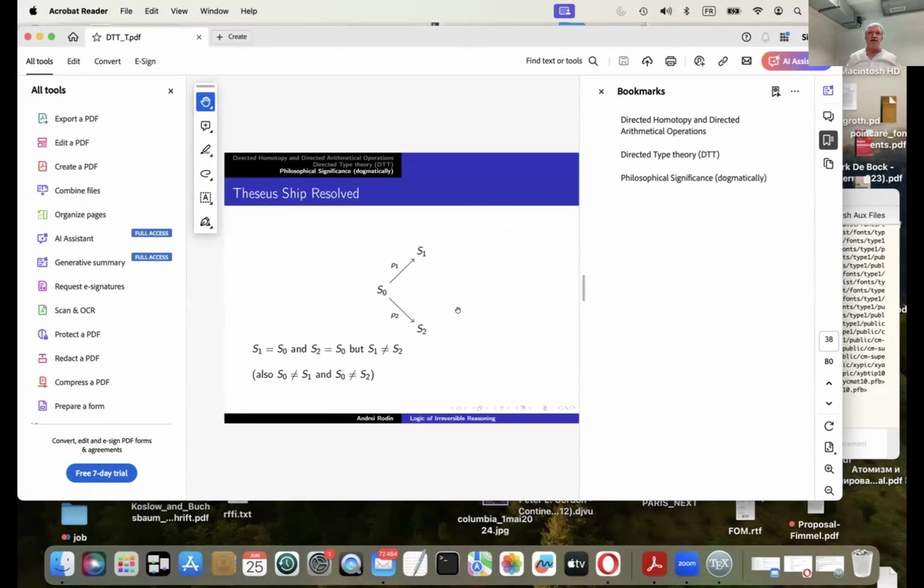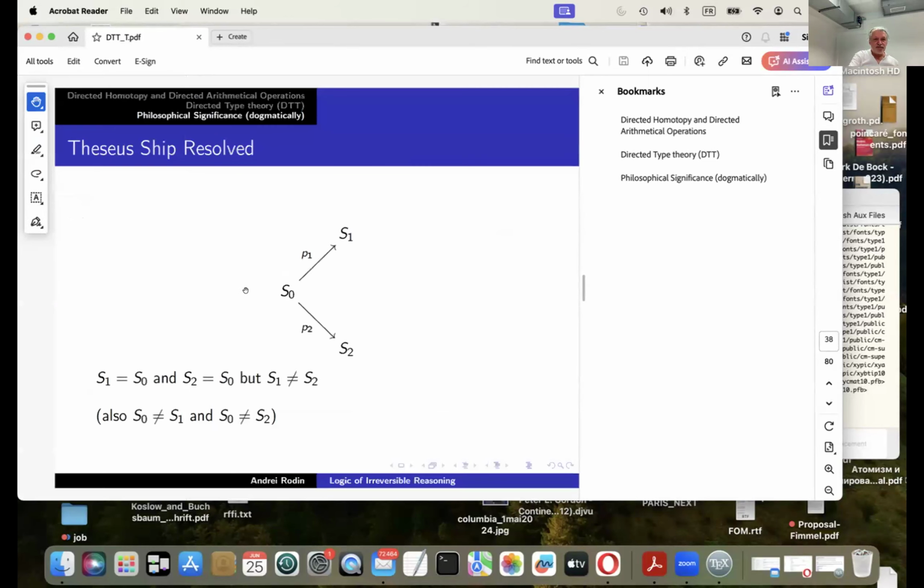Okay, that's one. Yeah, so we have that S0 is identical to S1, S0 is identical to S2. We have transitivity, but we don't get S1 is identical to S2, right? Because we don't have, and you also don't get from S1 to S0.